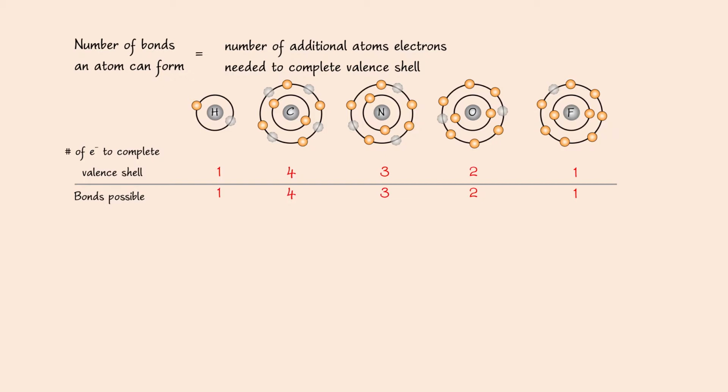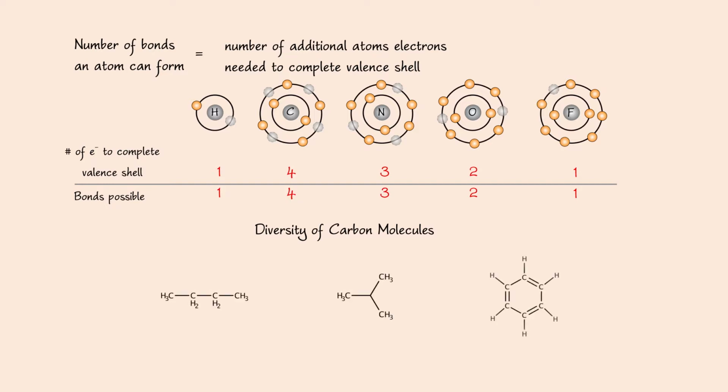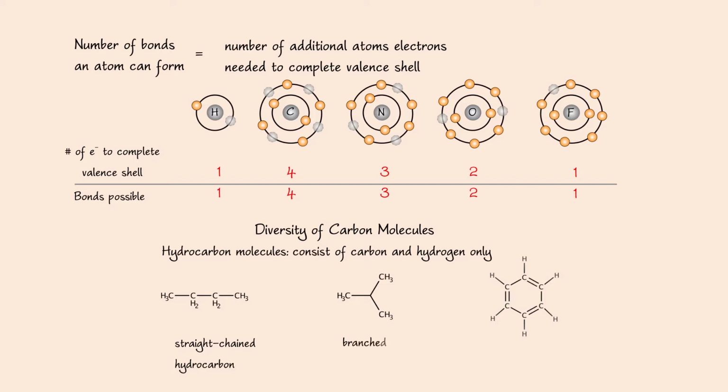The carbon atom can form a diverse group of molecules because carbon has the ability to form 4 covalent bonds. For this reason, carbon can be connected to at most 4 other atoms. The diversity of carbon molecules is shown here. Because these molecules consist of carbon and hydrogen only, they are referred to as hydrocarbons. Notice hydrocarbons can form straight chains, branched patterns, and rings.